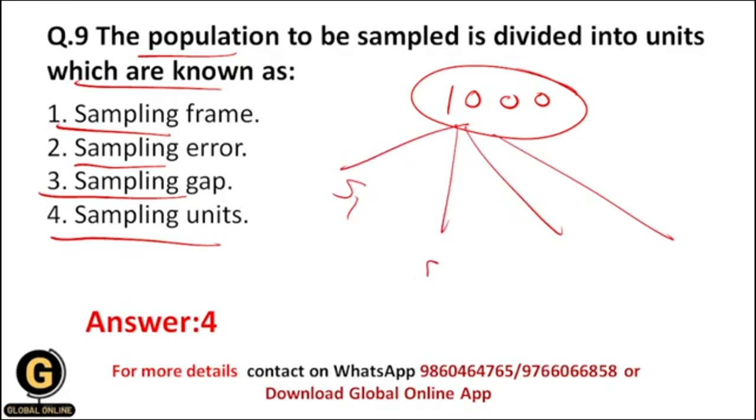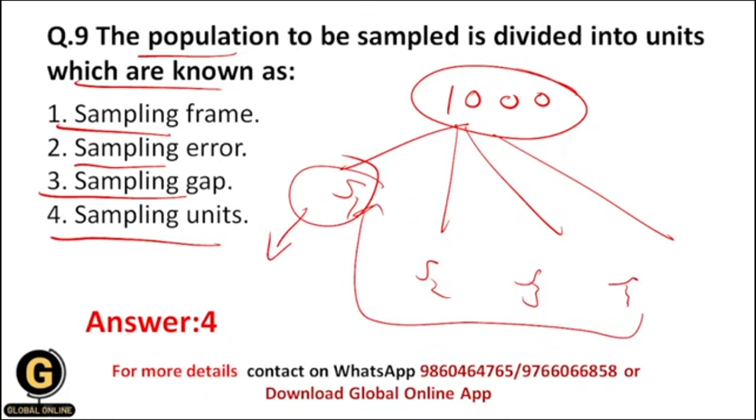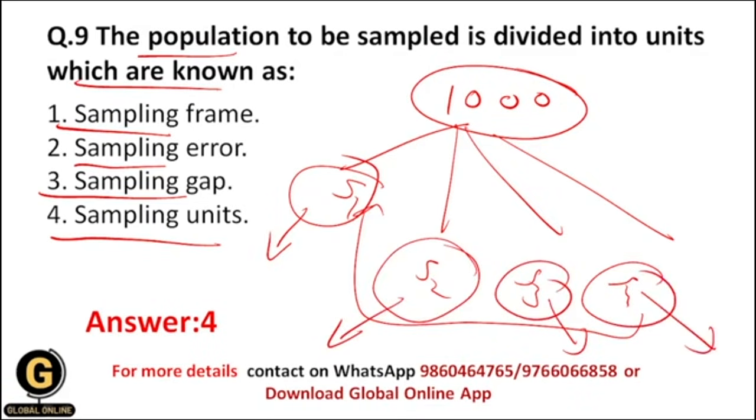Okay, S1, S2, S3, S4. So these are the 4 units. So basically this is called one sampling unit, this is called another sampling unit, this is called a sampling unit, this is called a sampling unit, and that's why your correct answer should be 4 over here.